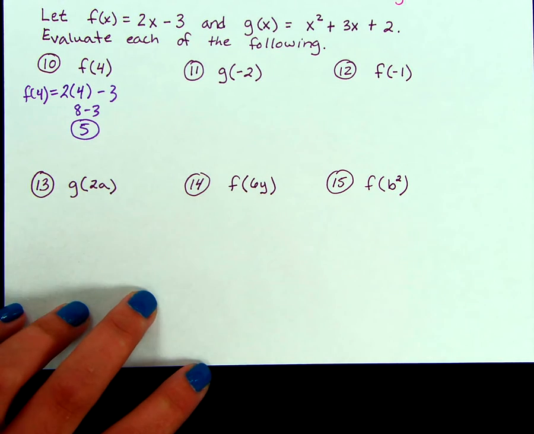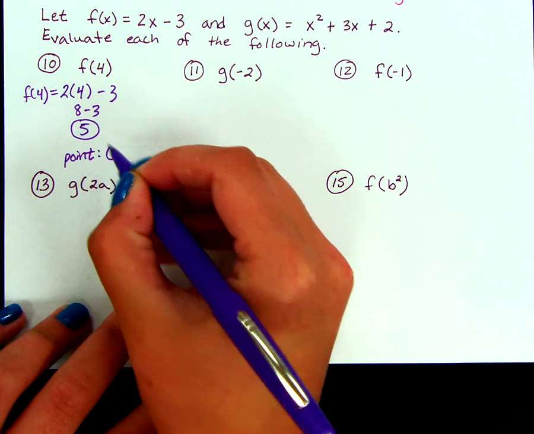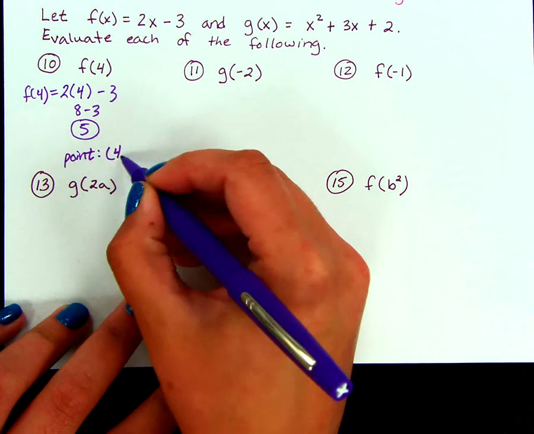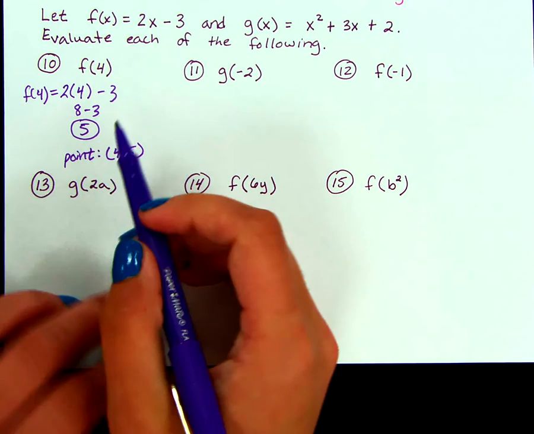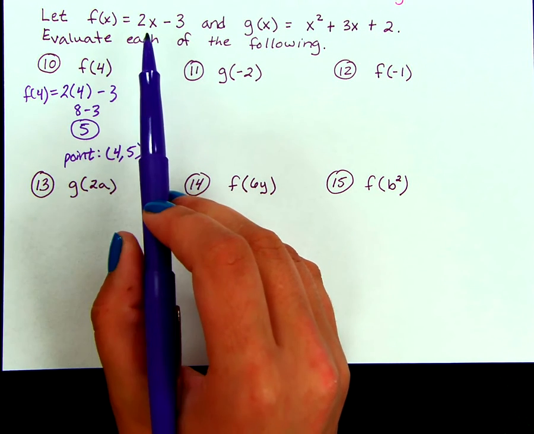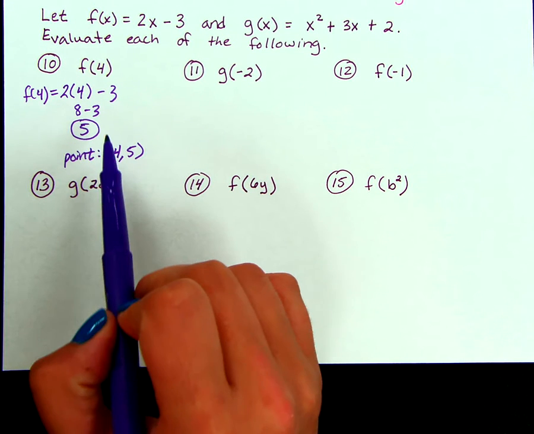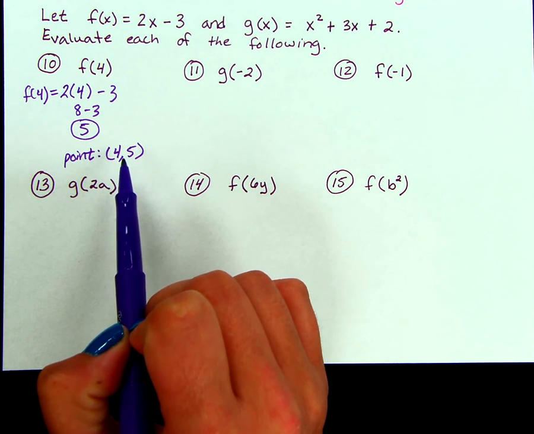The other thing that this tells us is that if we write it as a point, our x value is 4, and our y value is 5. If we were to actually graph this equation, this is just a linear equation, so it'd be really easy to graph. On the graph, I could go over 4, and if I went up, I would meet the graph at 5 for the y value.